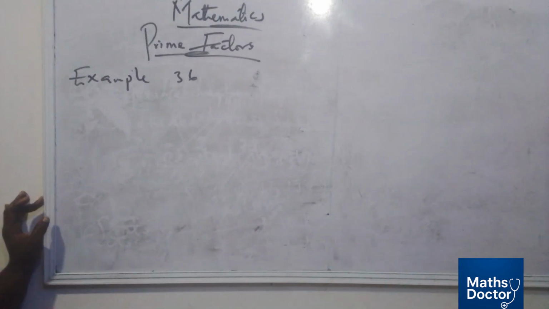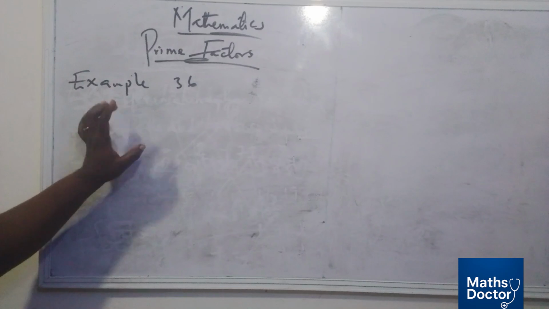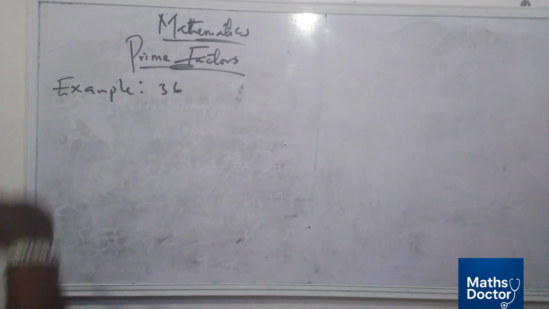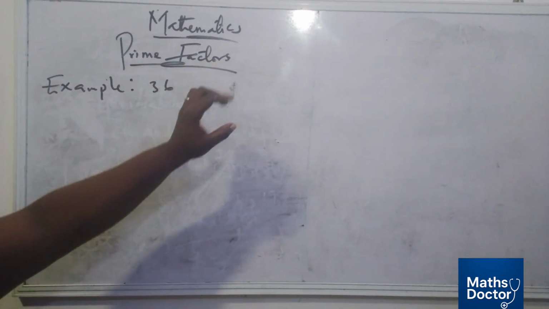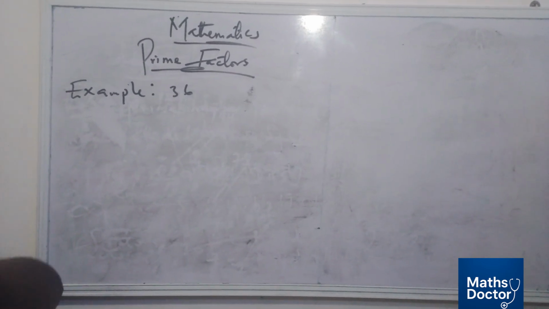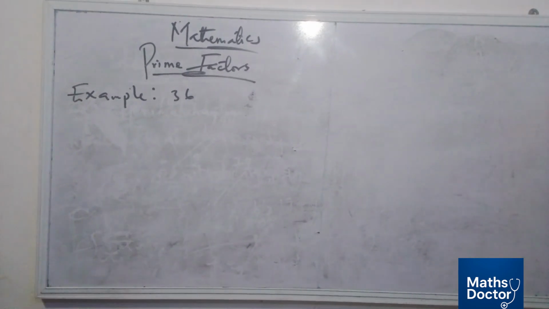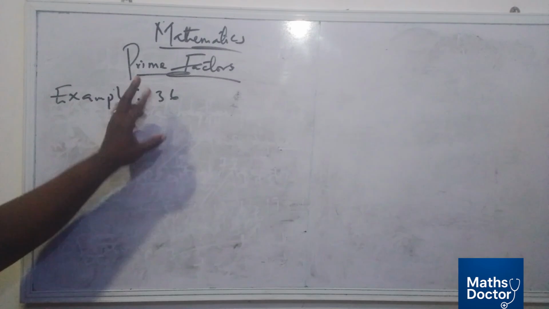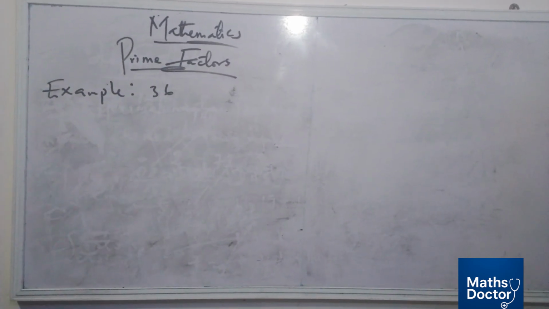Welcome back once again. Now let's consider prime factors. Let's find the prime factors of 36. Remember, in our last video, I talked about prime numbers and I talked about factors. I said prime numbers are numbers that have just two numbers that can divide them. And I talked about factors, saying that factors are numbers that can divide another number exactly without leaving a remainder. Now, let's combine these two and find the prime factors of 36.